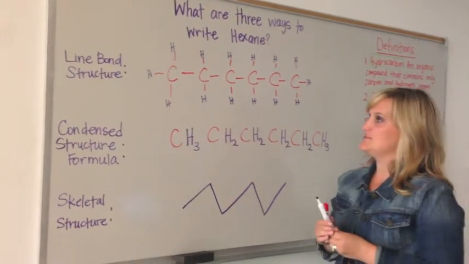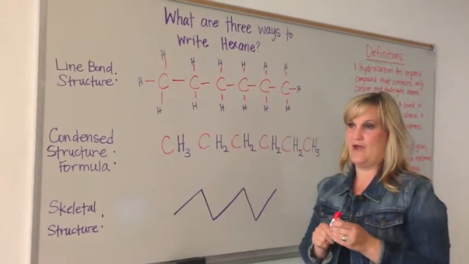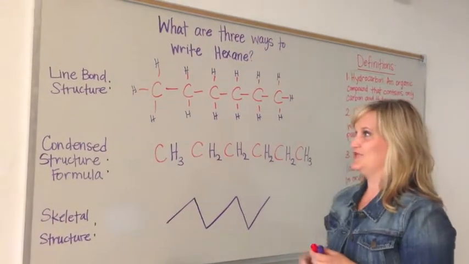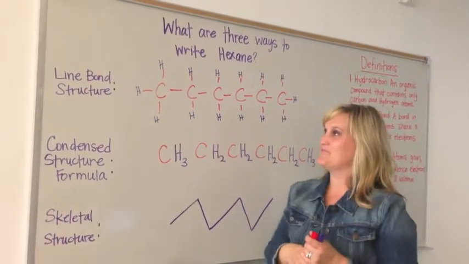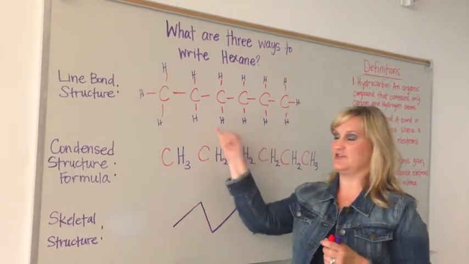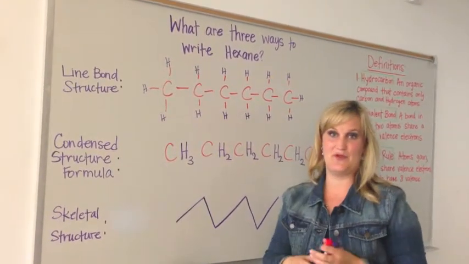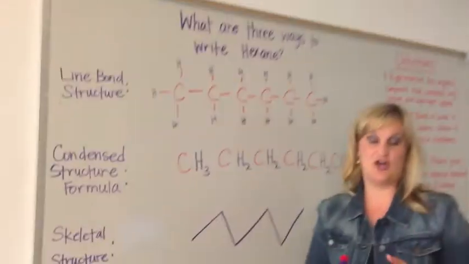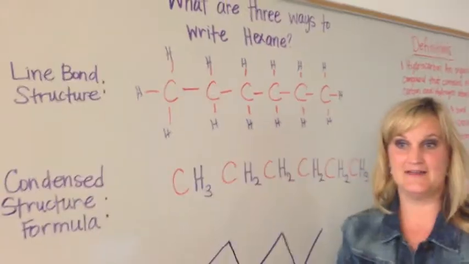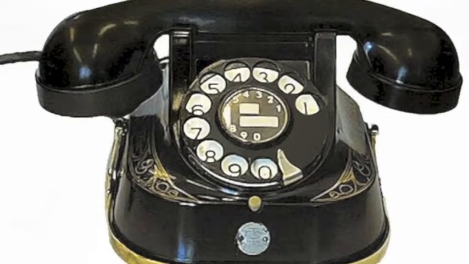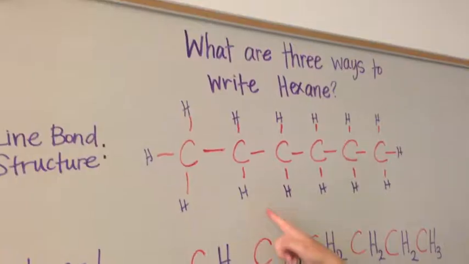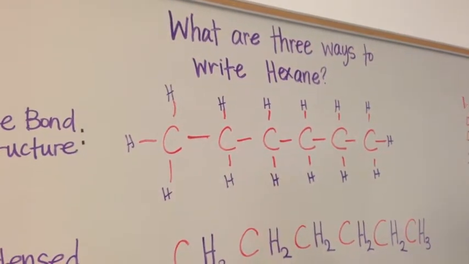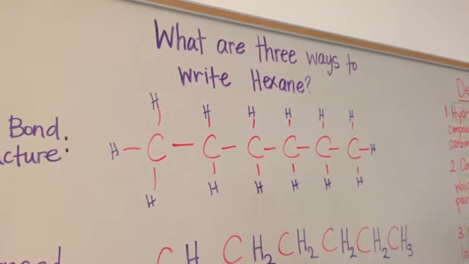I'm going to talk for just a minute about a way that maybe you can remember as you're going day to day and as you're studying for your big test that you have coming up. An easy way to remember the line bond structure, we're going to use phones as an example. If you had, back in the day, a phone in your house, it was called a landline, and it had to be connected to the wall. And just like that, the line bond structure has to have the lines drawn to show the covalent bonds.